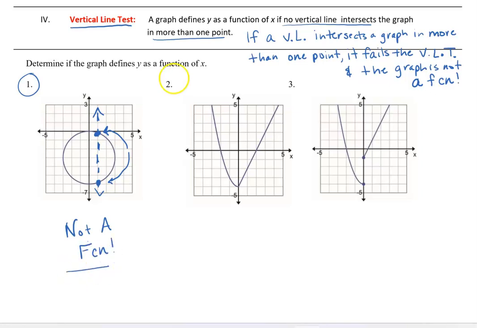If we look at number 2, well, let me try drawing some vertical lines. Well, that one passed. It only intersects here. I can try to draw another one over here. Well, it passed there. It only intersects there. And if I kept doing that, then I don't think I can find a vertical line that intersects this graph in more than one point. So this is a function.